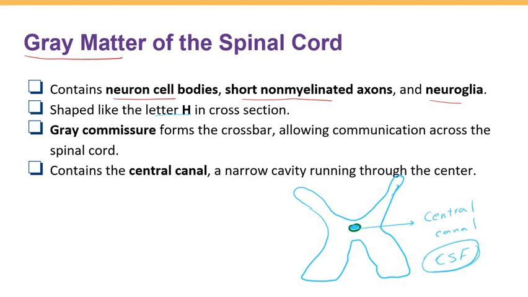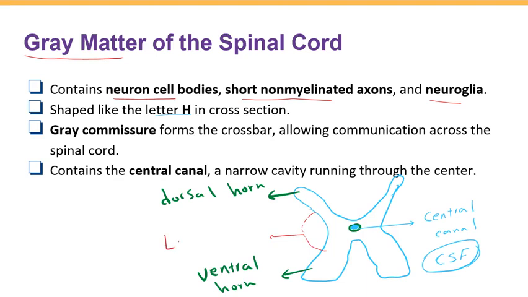Okay, so then let's label this part. We have the ventral horn, and then we have the dorsal horn, and in some areas of the spinal cord, which is the thoracic and superior segment, we can also add a lateral horn.